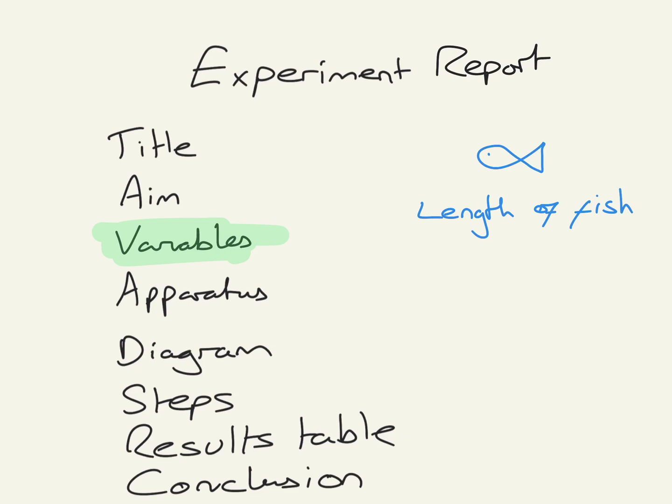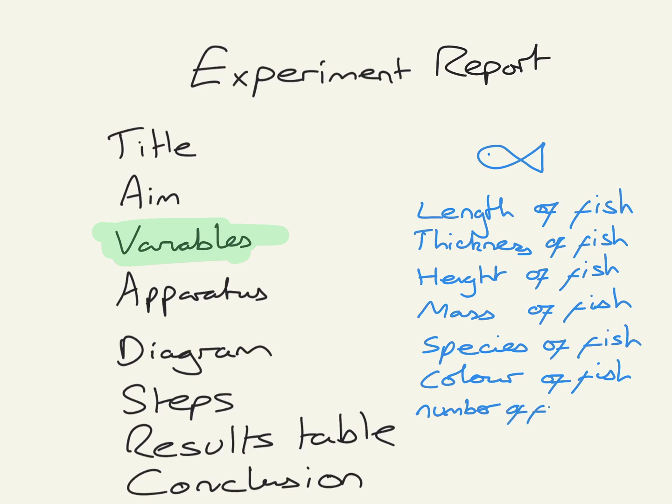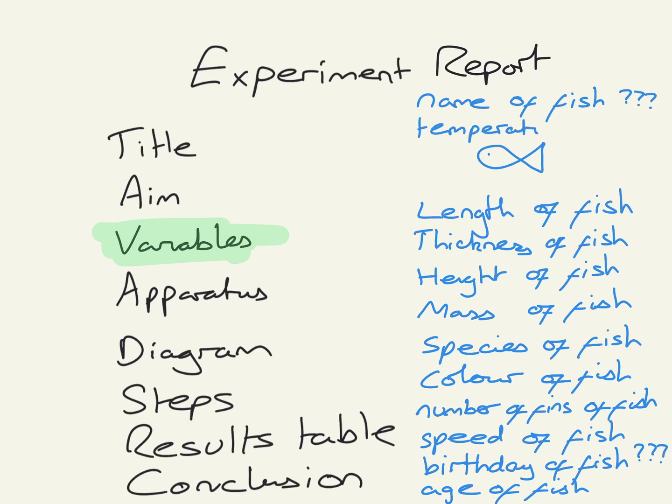If I focus on interesting ones, then I've got the length of the fish, the thickness of the fish, the height of the fish, the mass of the fish, the species of the fish, the color of the fish, the number of fins of the fish, the speed of the fish, the birthday of the fish, the age of the fish, the name of the fish, the temperature of the fish. I could go on, but I think I have the main ones.